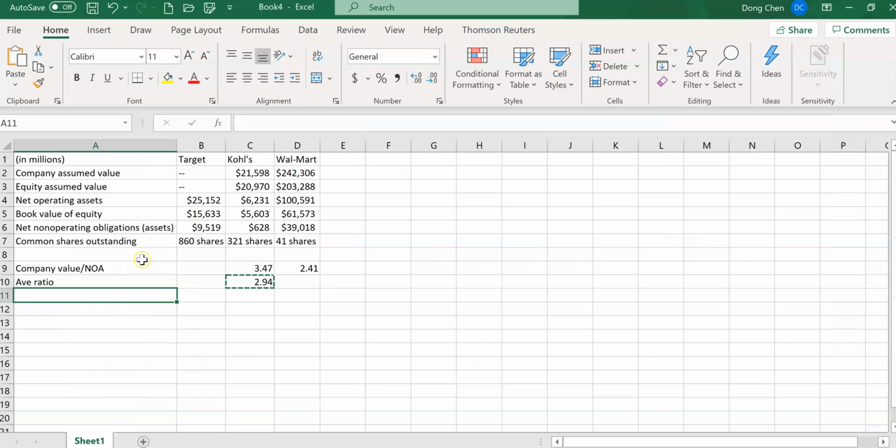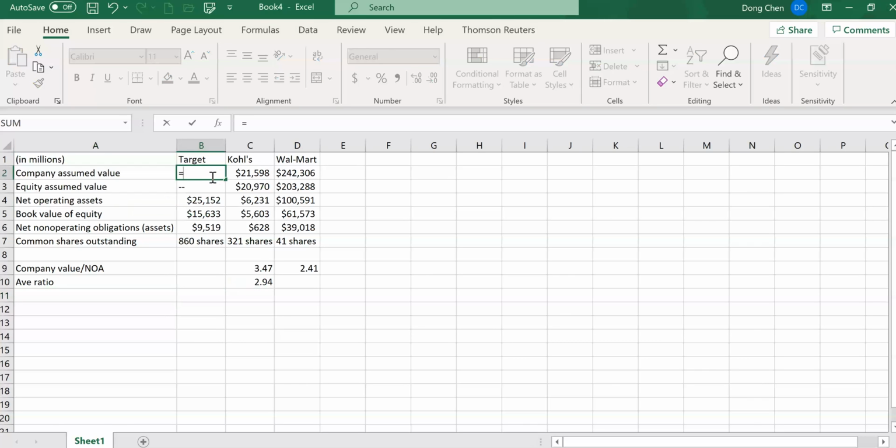So in this case, company intrinsic value, we can just copy the calculation from before, and now I can bring this ratio over, because the assumption here is that we can use the comparable firms' market multiple as our own firm's market multiple. And because this market multiple is defined to be company value divided by NOA, to figure out the company value of our own firm, in this case Target, we just need to multiply the average of these two comparable firms' market multiples by the NOA of our own firm. So I just multiply this 2.94 by the net operating assets of our own firm.